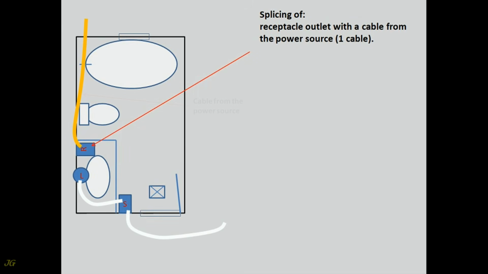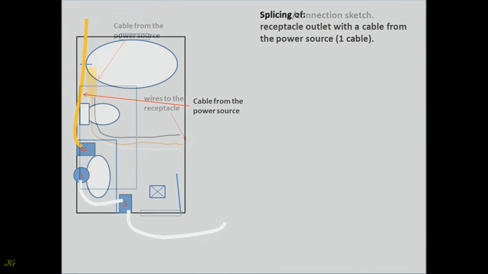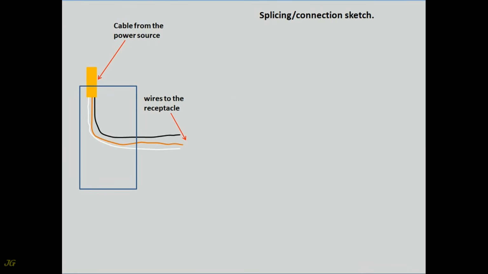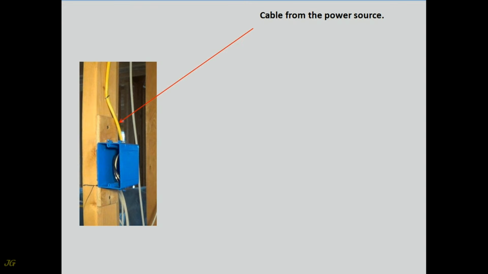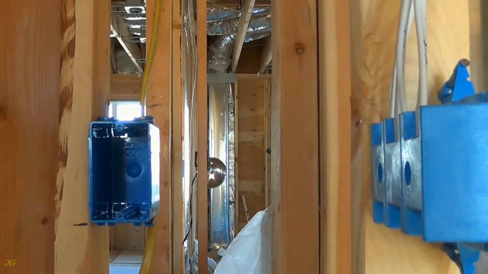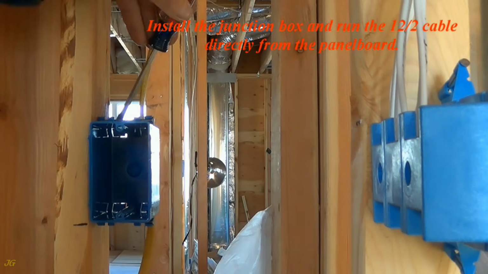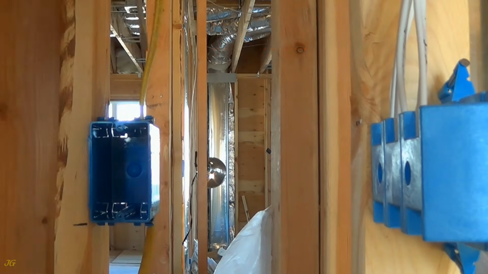Splicing of a receptacle outlet with a cable from the power source, 1 cable. Splicing, connection sketch. Spliced, connected, wires. Cable from the power source. Staple to secure and support the cables no more than 12 inches from the entrance to the junction box. Install the junction box and run the 12-2 cable directly from the panel board.